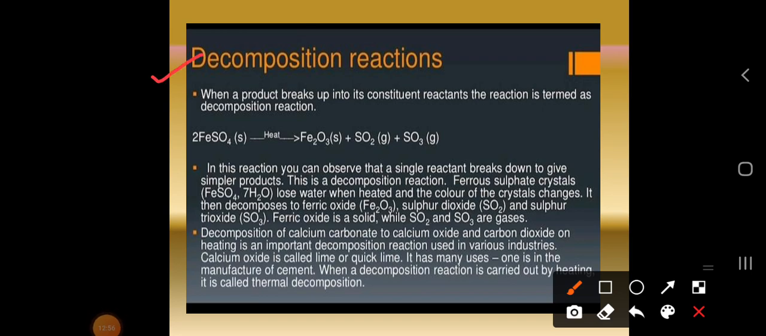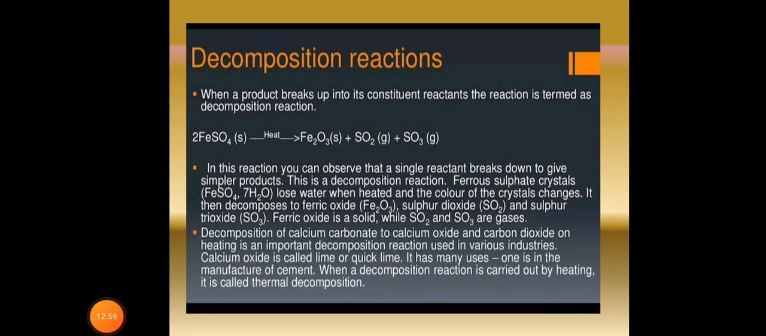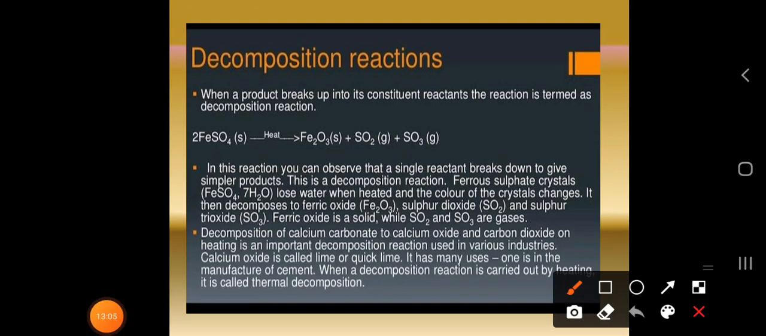the decomposition reaction. So here, when a product breaks up into its constituent reactants, the reaction is termed a decomposition reaction. One example is ferrous sulfate. What is the chemical formula of ferrous sulfate?